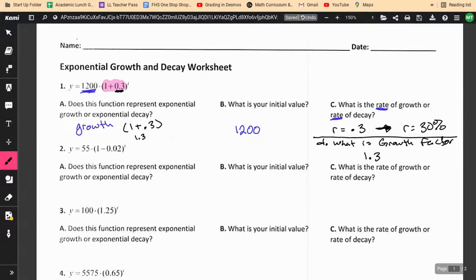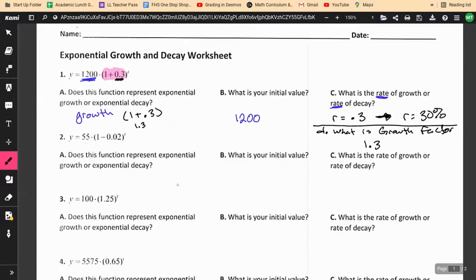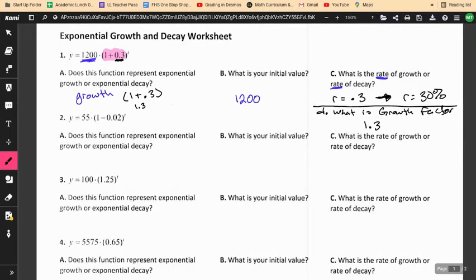So that is the confusing part, being able to distinguish between a growth rate, which is just the 0.3 part, and what is the growth factor, which is 1.3. Okay, so I'm just identifying things from an equation now. And here we go again.